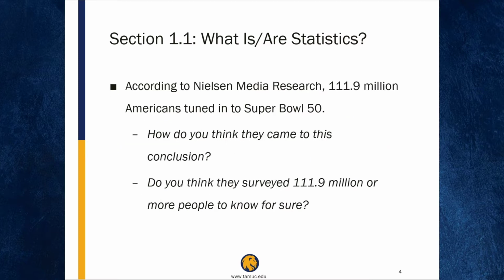So let's talk about an example. We talk about statistical studies, and this is one where, according to Nielsen Media Research, 111.9 million Americans tuned in to watch Super Bowl 50. So they came up with this number, but how do you think they came to this conclusion? Do you think they actually had to survey that many people in order to know for sure that they actually watched Super Bowl 50?